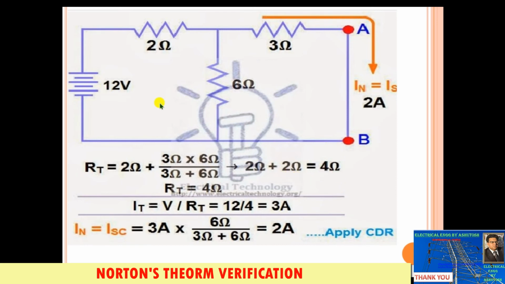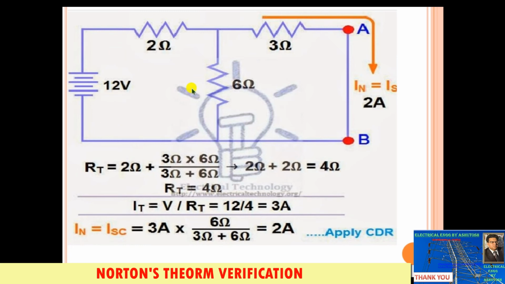Now we will find out the current. So I equals voltage divided by resistance. So 12 divided by 4. This is the resistance 4, 12 is the voltage source. So total current becomes 3 ampere, and now we will use the current division method.